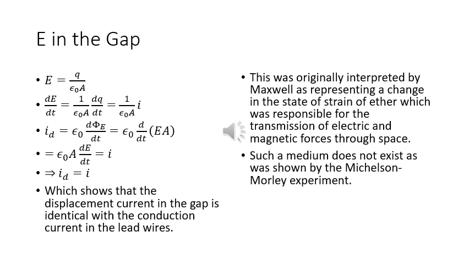This was originally interpreted by Maxwell as representing a change in the state of strain of ether, which was responsible for the transmission of electric and magnetic forces through space. Such a medium does not exist, as was shown by the Michelson-Morley experiment.